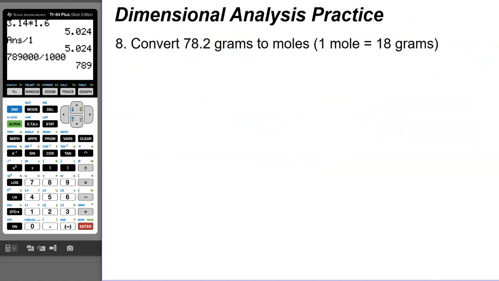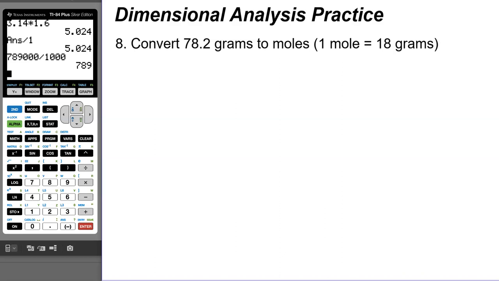Number 8 says convert 78.2 grams to moles, and it tells us that 1 mole equals 18 grams. So it doesn't matter that you might not know what a mole is yet. You will know later in chemistry class, but it doesn't matter. It's just another unit, and it tells us how many grams equal a certain number of moles. So we can use that information to make a conversion factor even though we don't know what a mole is. As long as I give you a conversion factor, you could convert dogs to fish or fish to werewolves. It doesn't matter. Units are, in general, just made up things by people. And so as long as we know what the conversion rate is, we can always convert between 2 different units.